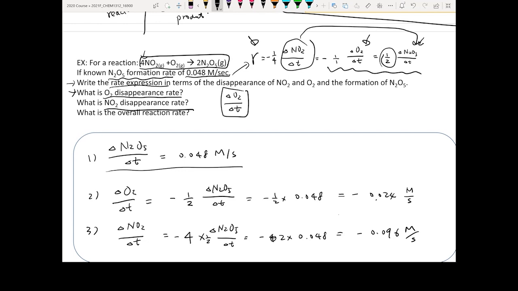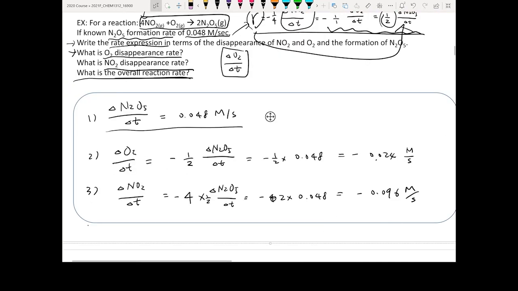So what you really use is the equation you write out in the beginning, okay, and then plug in this and solve all the other terms. The final one, what is the overall reaction rate? You use this connected to that. Your overall reaction rate is going to equal 1/2 delta N2O5 over delta T. That's 1/2 times 0.048. That's 0.024 molarity per second.